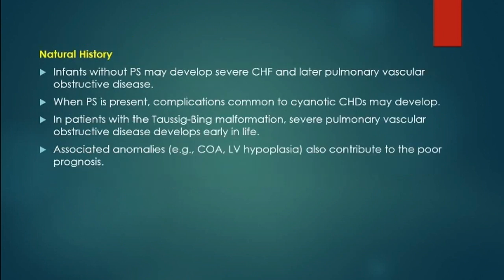So what is the fate of these patients if left untreated? Infants without pulmonary stenosis will develop congestive heart failure and pulmonary vascular obstructive disease. If there is pulmonary stenosis, complications of cyanotic congenital heart disease will occur, like the Fallot. Patients with Taussig-Bing anomaly are more prone to developing pulmonary vascular disease earlier in life. Patients with associated anomalies will also have a poor prognosis.